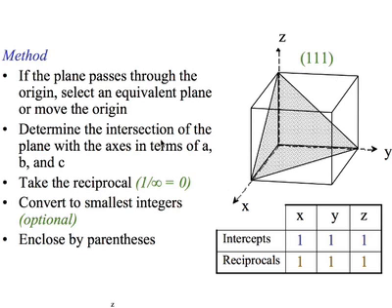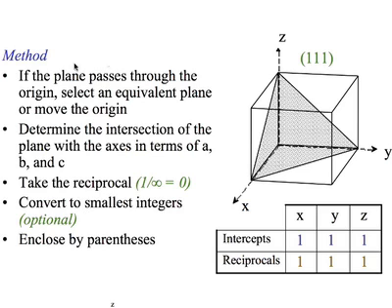Then you take the reciprocal of the intersection. Okay, 1 over 1 in this case is 1, so it's 1, 1, 1. You can have 1 over infinity because you can have a plane that's parallel to an axis. It doesn't intersect at all. It intersects at infinity, which means the 1 over infinity becomes 0. That's why you take the reciprocal, so you don't need to worry about infinity. And then you can convert to the smallest integers. That's again a formality. It's not important that you do it. And you enclose with parentheses.